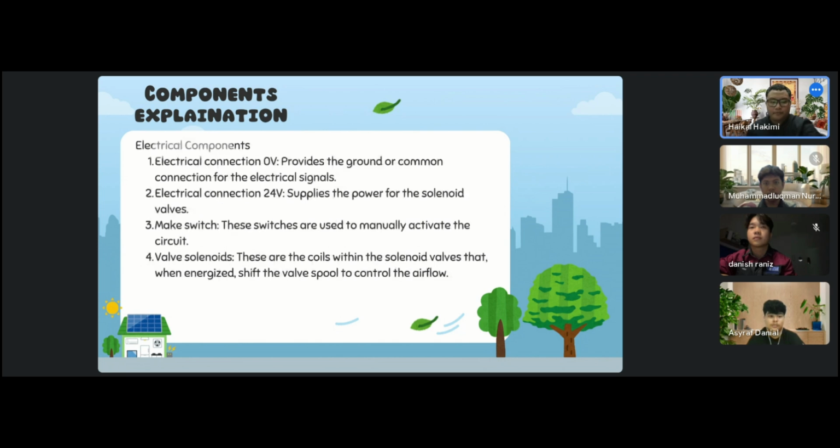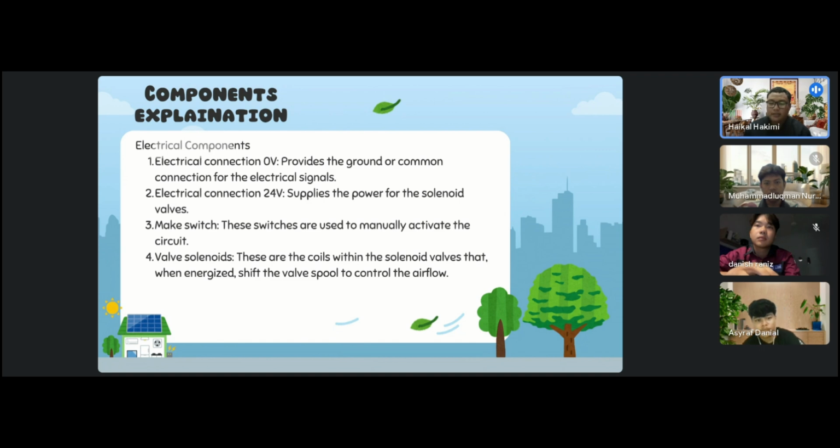Okay, next, for the electrical components, we can see four components. First, electrical connection 0V. Electrical connection 0V provides a ground or common connection for the electrical signals. The function of electrical connection 0V is that this is the reference point or ground for the electrical circuit. It ensures that there is a common reference point for all the electrical signals.